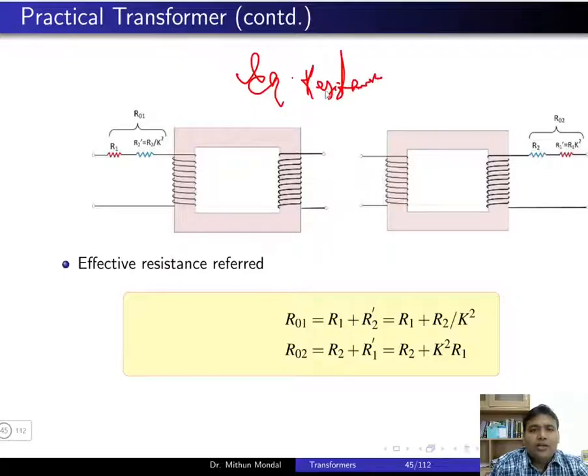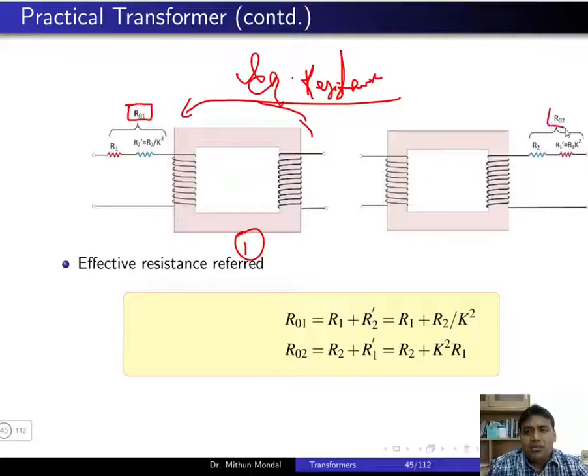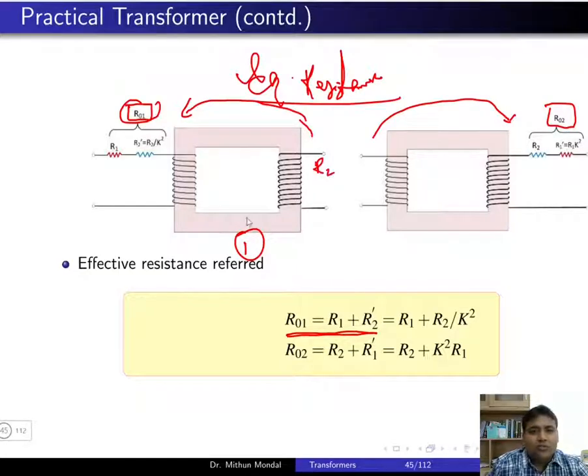So what happens in the equivalent resistance of the transformer? The first one that we obtain is R01. R01 means all the resistances of the secondary side are referred to the primary side. R02 means the primary side resistance is taken to the secondary side. So when we find R01, we get R01 is equal to R1 plus R2 dash. That is, we have referred the secondary resistance R2 from this side to this side, R2 dash. So the total resistance will be R1 plus R2 dash.